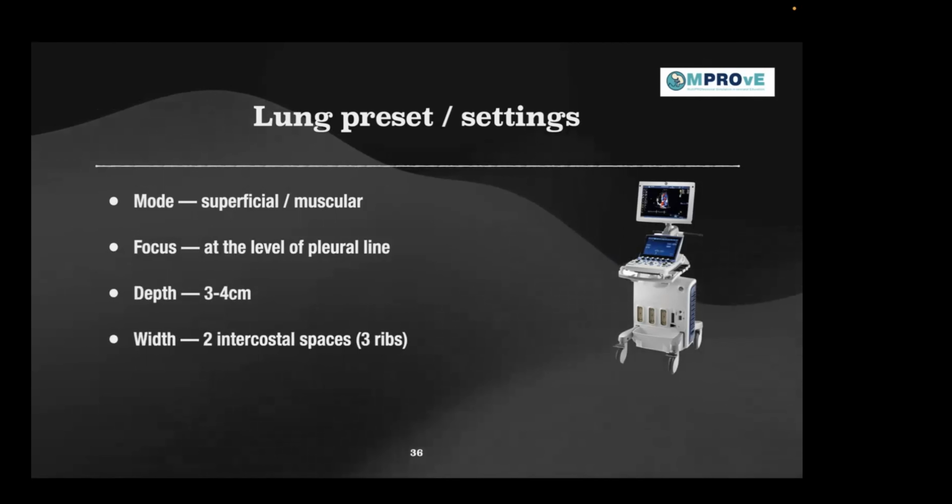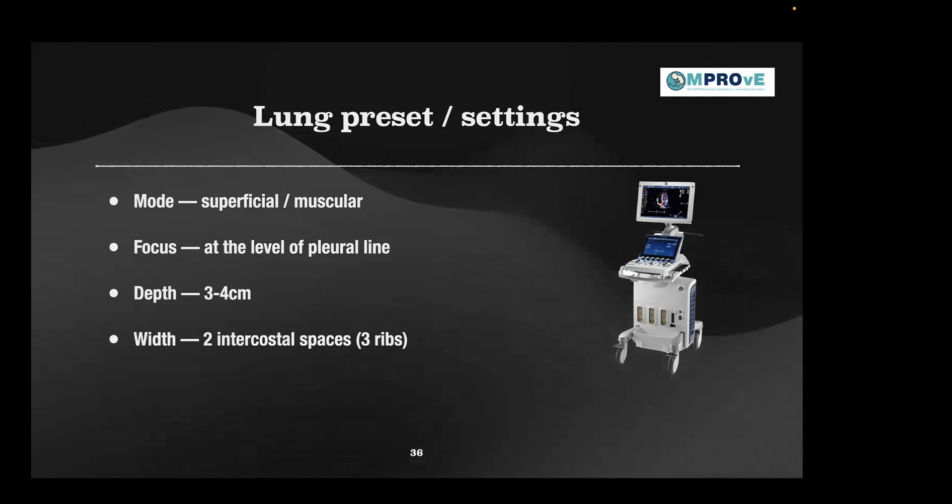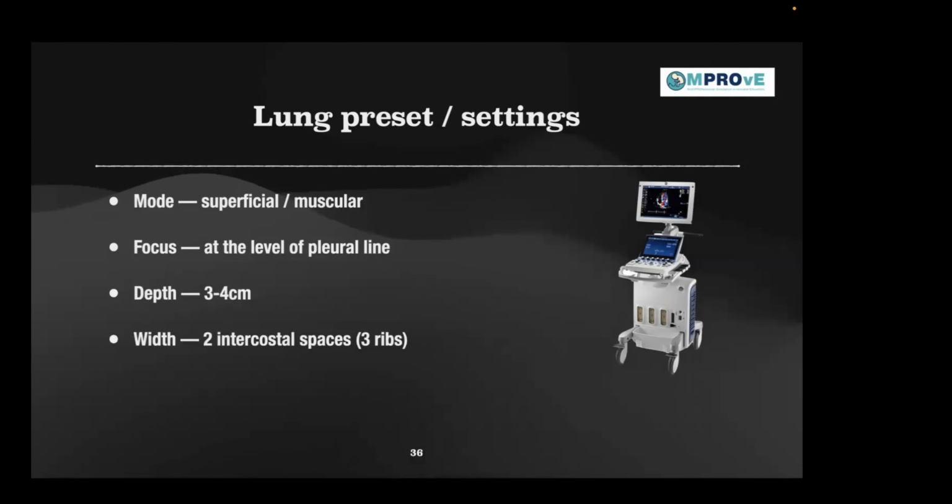Width. So how much width are you going to get? Ideally 2 intercostal spaces with the 3 ribs. The reason for 2 intercostal spaces is that then you're going to see the bat wing sign. Otherwise, there will be a bat with just 1 wing. And it becomes easier for you to interpret different artifacts when you have 2 intercostal spaces visible. So 3 ribs is your ideal width.